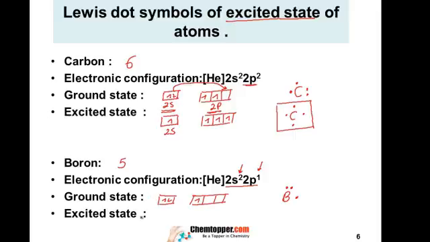In the excited state, one of the electrons jumps from 2s to one of the vacant 2p orbitals, and now the 2s orbital has 1 single electron, and in the 2p orbitals you have 2 single electrons. So when you make the Lewis dot symbol of the excited state of boron, you can see there are 3 single electrons around the symbol as 3 dots.